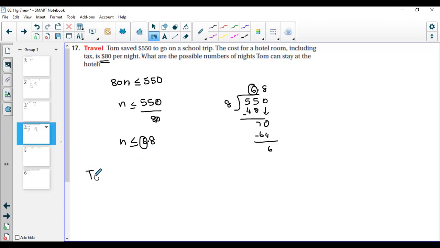So Tom can stay 0 nights, 1 night, 2 nights. 0 nights means he can choose not to stay, right? So 3 nights, 4 nights, 5 nights, or 6 nights. He cannot stay more than 6 nights because the amount of money he has doesn't allow him to. So Tom can stay 0, 1, 2, 3, 4, 5, or 6 nights.